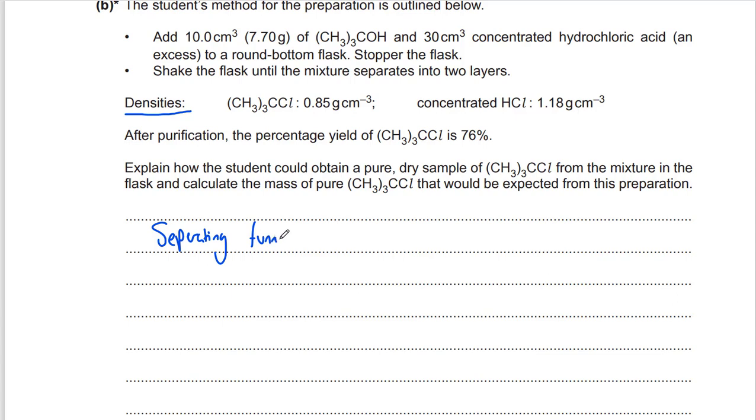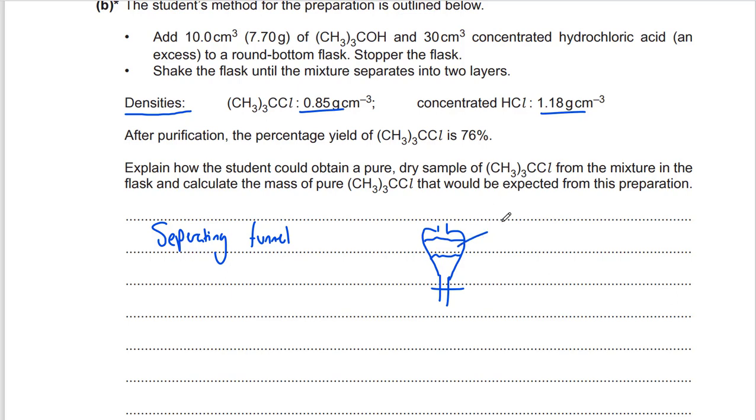Now, separating funnel, you haven't got to draw a diagram, but honestly, I don't see the harm in it, frankly, because it shows you know what you're on about. And you'll have 2 layers in your separating funnel. Now, the layers will be different, depending on the densities. Okay, now, the densities, 0.85 grams per centimeter cubed for our product, 1.18 for the HCl.